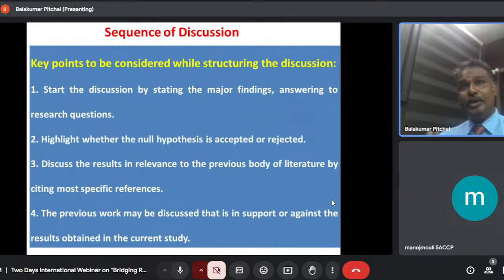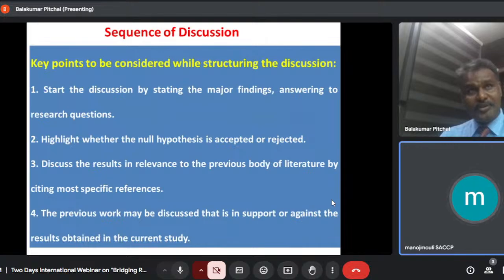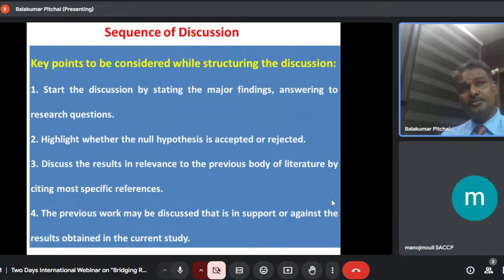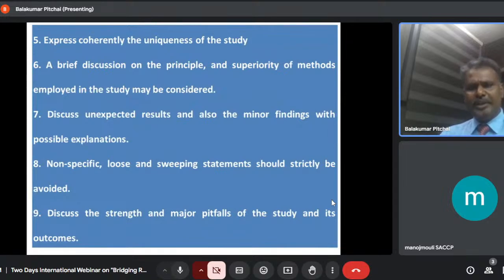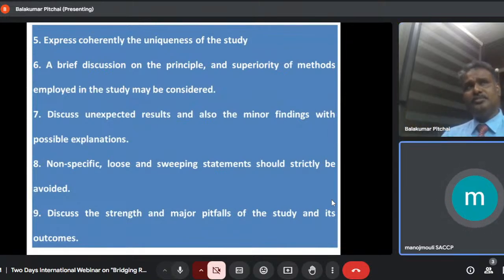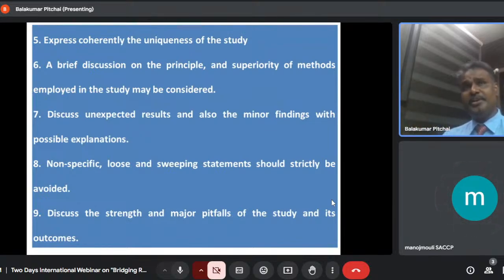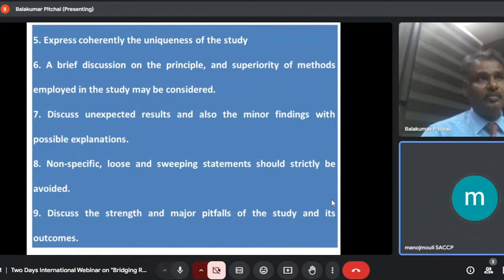And finally, you have to hypothetically provide the reason for your result, which may come from your own thoughts. You should coherently express the uniqueness of the study: to the best of our knowledge, this is the first study to demonstrate, if it has a uniqueness. And what is the superiority of the methods that you have employed? That should be part of the discussion. You should also try to discuss the unexpected result and the major finding with a possible explanation. If you want to give some explanation without any literature support, it should be framed as a possible explanation.